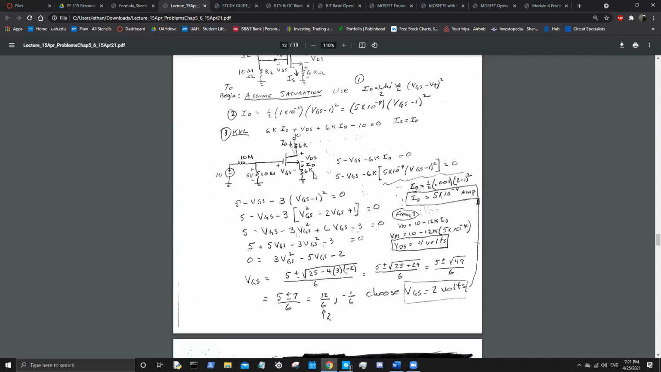Look, it's because ID goes through both. ID is equal to the same current through the series resistors, so it's the 12K ohms total. You go from 10 volts to ground, so the voltage goes from 10 to 0. Either way, VDS itself ends up being 4 volts, from this node to this node.